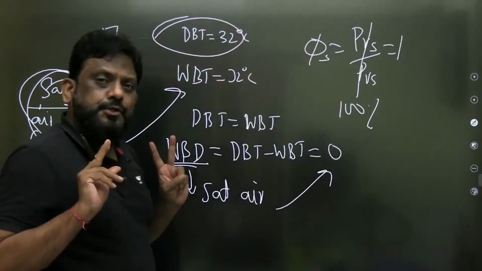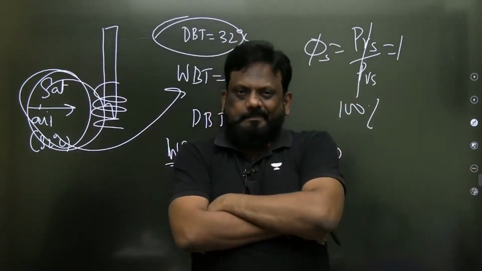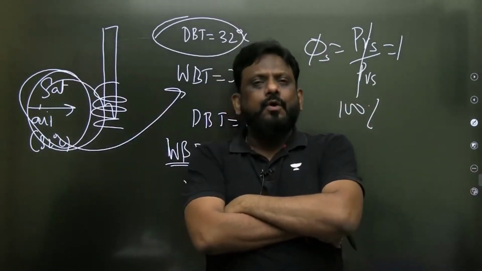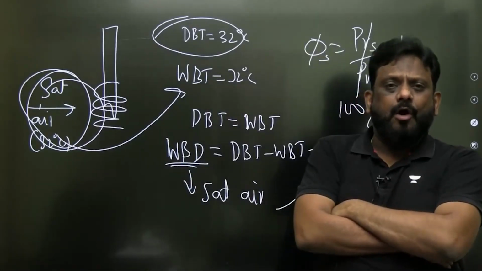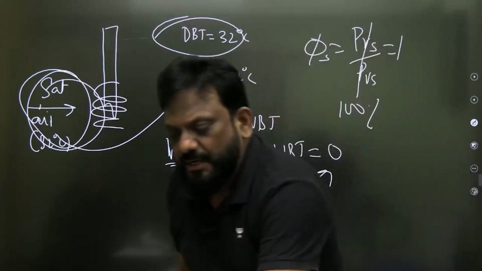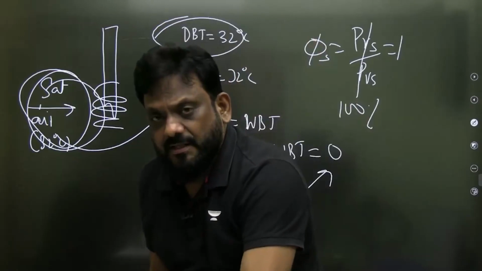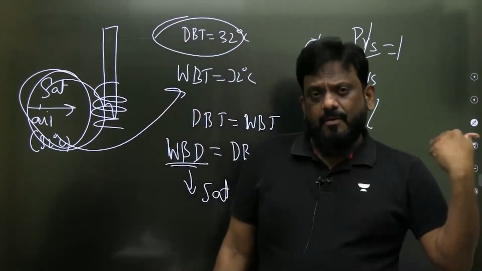Now, we have seen two temperatures. One is dry bulb, one is wet bulb. Great, sirs. So, these two temperatures are measured by what? Psychrometer. And this psychrometer, we call it as sling psychrometer. So, psychrometer has how many thermometers? Two. One is for dry bulb, one is for wet bulb.